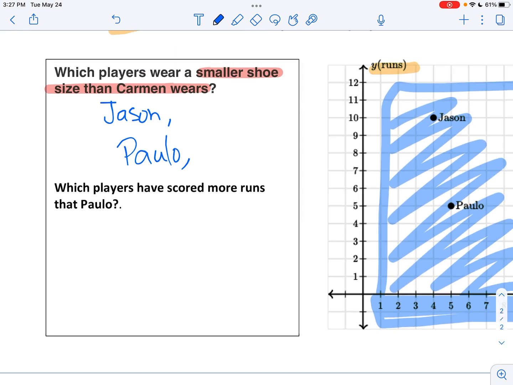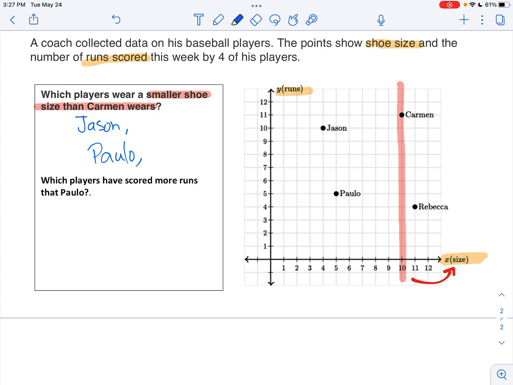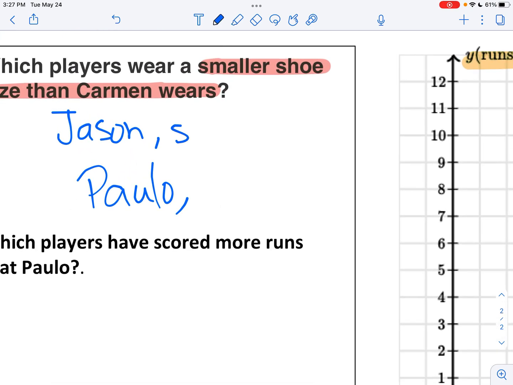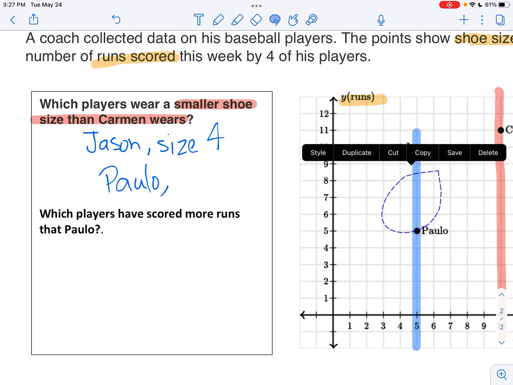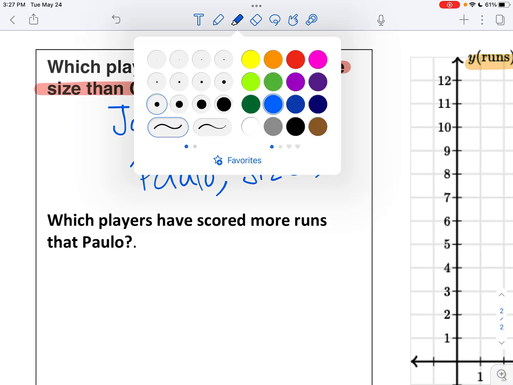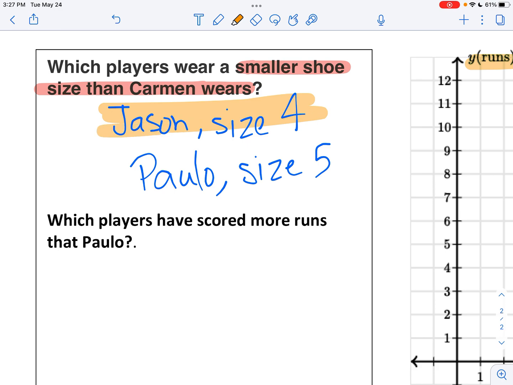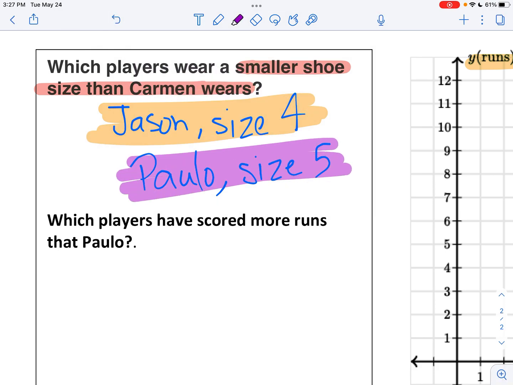So if I look at Jason now, and I go down from Jason, Jason wears a size 4. And Paulo wears a, looking down, size 5. So there are 2 people here. There's Jason, size 4, and there's Paulo, size 5.